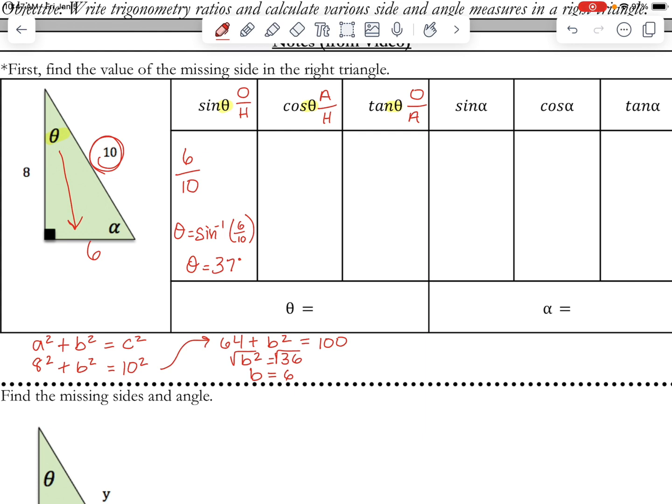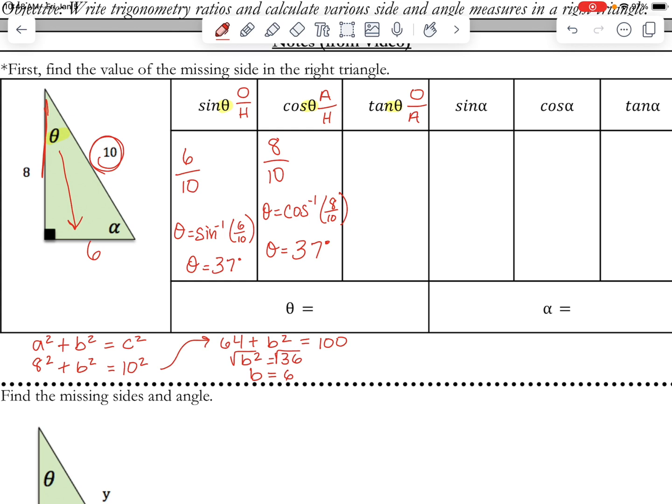Now for cosine of theta, we're using the adjacent side and the hypotenuse. So adjacent to theta would be 8. It is connected and it is not the hypotenuse. So it would be 8 over hypotenuse, which never changes in this triangle, is 10. Again, use the inverse. So we would do theta is the inverse of cosine of 8 over 10. Put that in your calculator. You should get 37 degrees again. The reason we are getting the same thing is because we're finding theta each time. We're finding the same angle, so we should get the same answer.